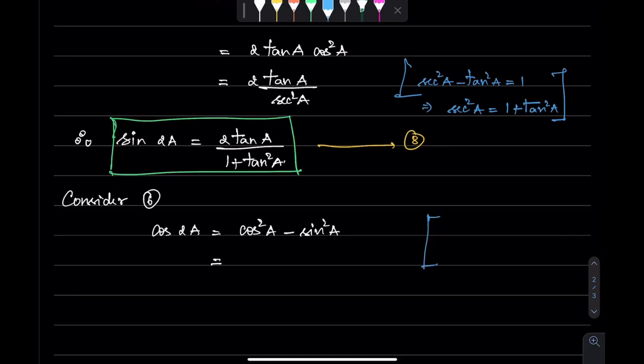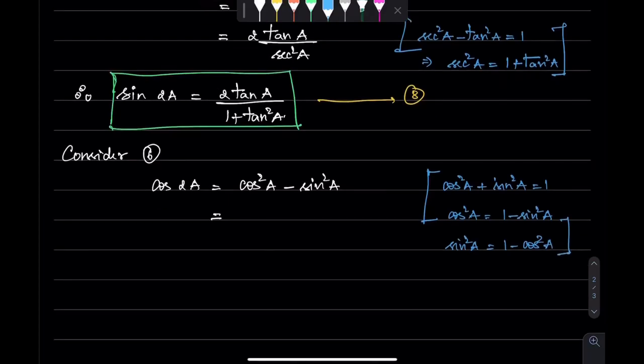So what we know, I know that cos square a plus sine square a is equal to 1. So from which I can write cos square a as 1 minus sine square a, or I can take sine square a as 1 minus cos square a. So using that first one, in this expression I'm going to put cos square a as 1 minus sine square a.